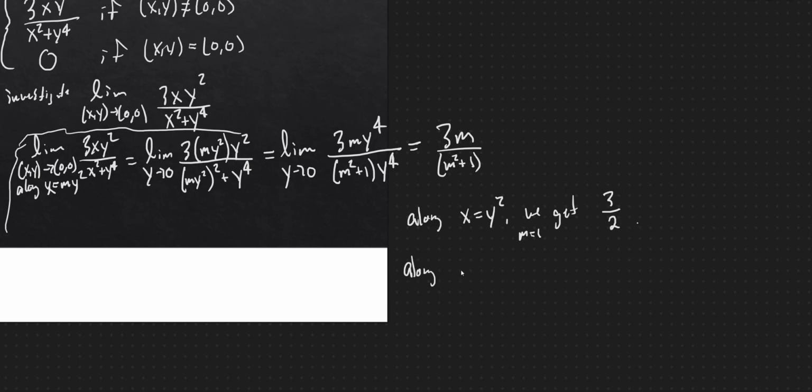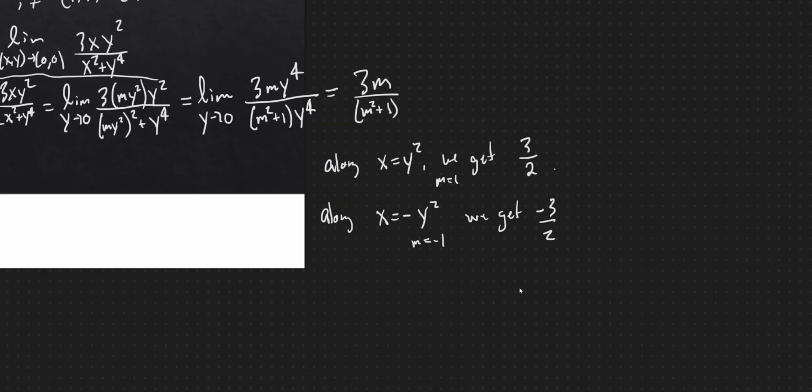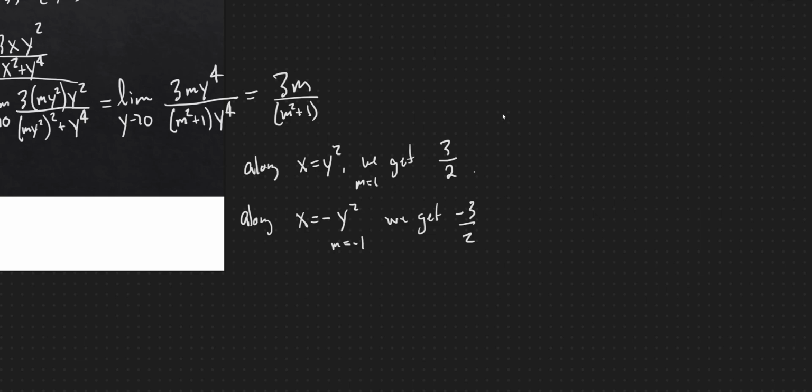And maybe if I approach along x equal negative y squared the other way, so set m equal to negative 1, we get negative 3 over 2. We get negative 3 halves. So that's 2 paths that go through the origin that give me different values for the limit. So since these are not the same, the limit does not exist.